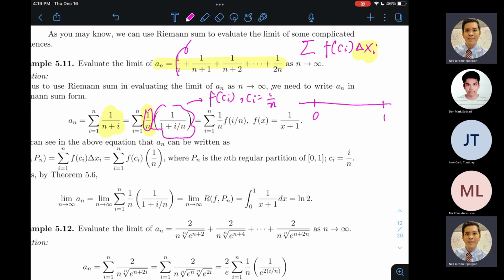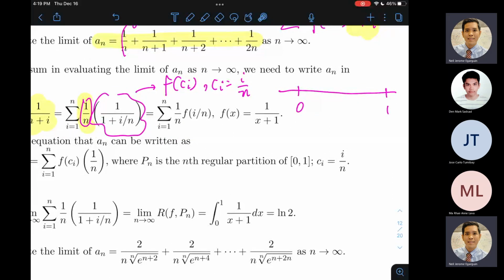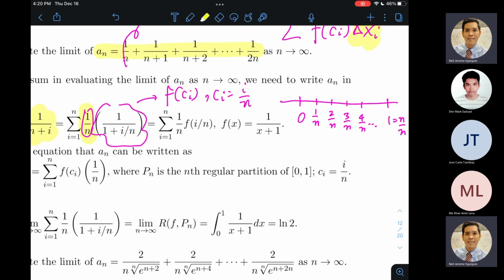Kasi nga, bawat subinterval na kinoconsider natin ay may length na delta x, which is 1 over n. So, kung idodrawing natin yung partition, ito ay 1 over n, ito ay 2 over n, ito ay 3 over n, 4 over n, hanggang makarating tayo sa n over n. Alright? Tapos, sure ako na yung c sub i's ay magbe-belong sa ith subinterval. For instance, the first subinterval here is the interval 0 to 1 over n. And definitely, i equals 1, so 1 over n belongs to the first subinterval. The second c sub i, according to our framework, is 2 over n. And luckily, 2 over n is a member of the second subinterval. Siya yung right endpoint ng pangalawang subinterval.